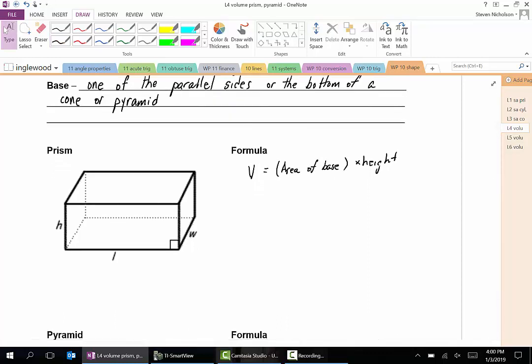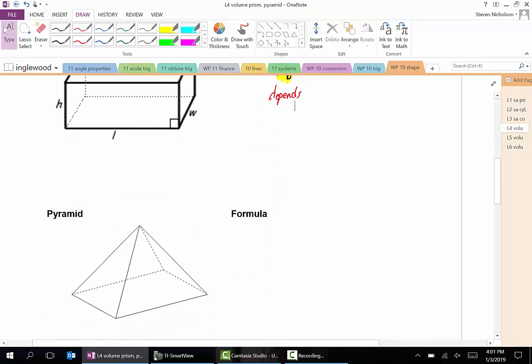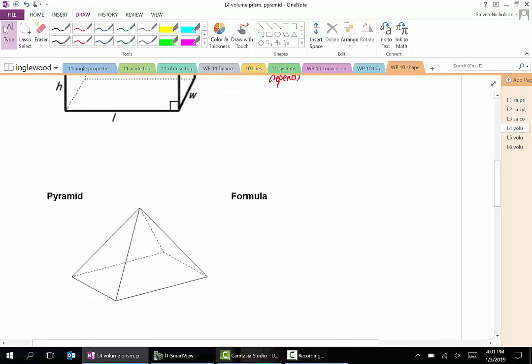In this case, on the rectangular prism on the left, the base would be L times W, and the height would be H. But generally, you see it written like this. The area of the base depends on the shape, but it's simply the area of a rectangle or the area of a triangle usually. So pretty straightforward. And again, remember, units are cubed.